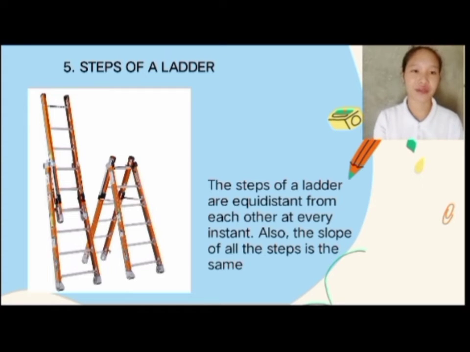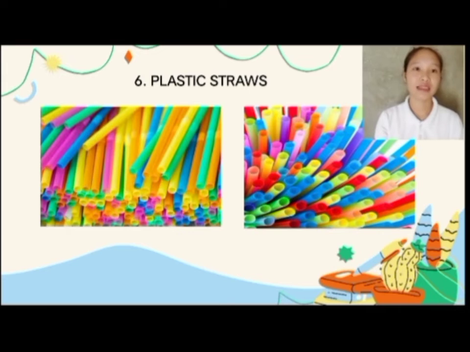Next, the steps of a ladder. The steps of a ladder, or hagdan in Bisaya, are also equidistant from each other at every instant. Also, the slope of all the steps is the same. Lastly, plastic straws. A plastic straw is the most common tool used to represent parallel lines.